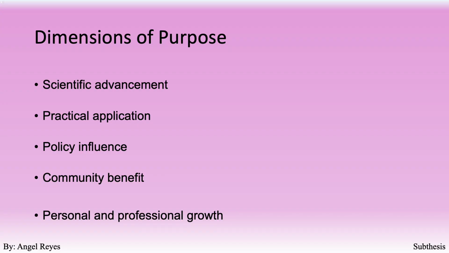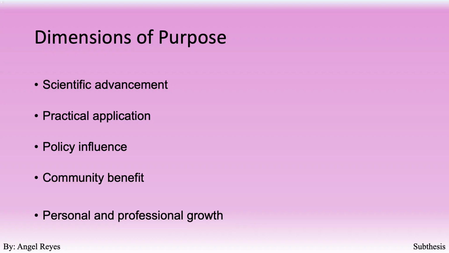Research serves multiple purposes simultaneously. Scientific advancement involves expanding theoretical understanding, filling knowledge gaps, or resolving contradictions in existing literature. Practical application focuses on developing solutions to real-world problems, from technologies to interventions to improved practices. Policy influence aims to inform decision-making by providing evidence that can guide regulations, programs, or resource allocation.